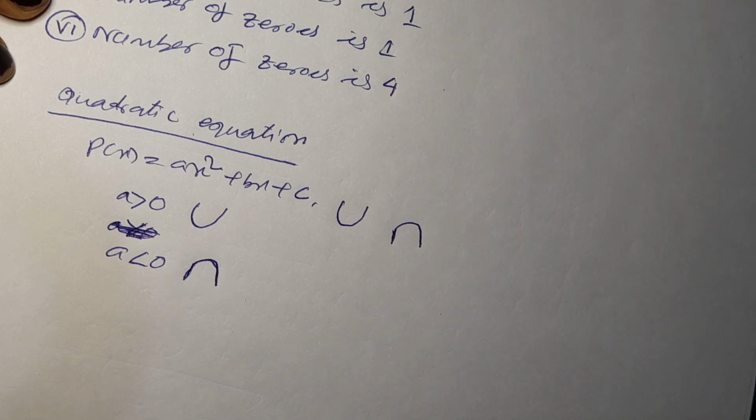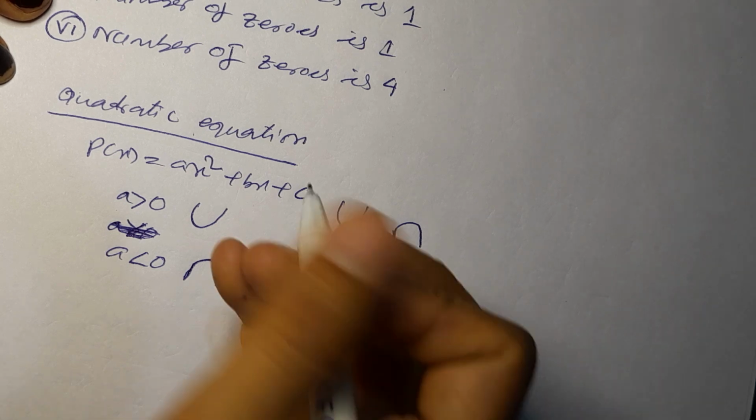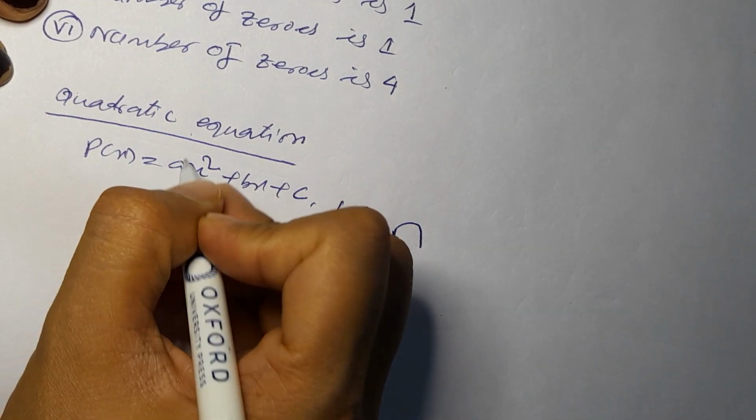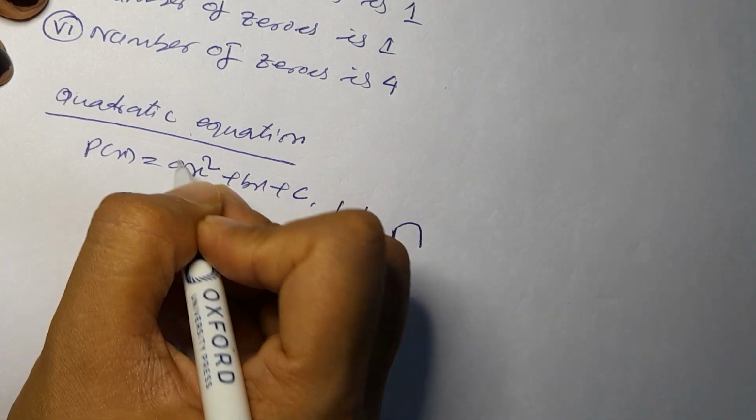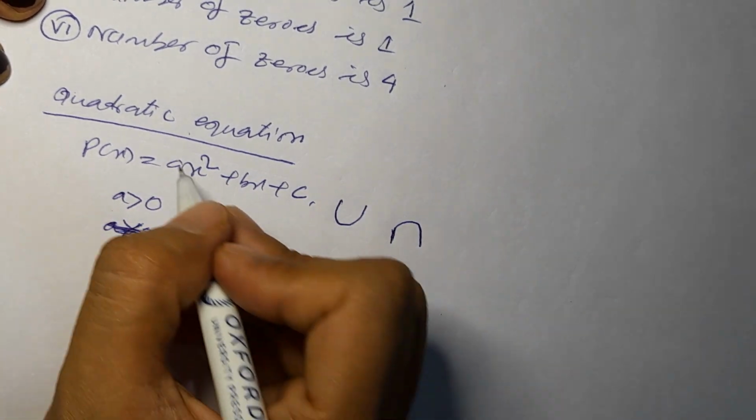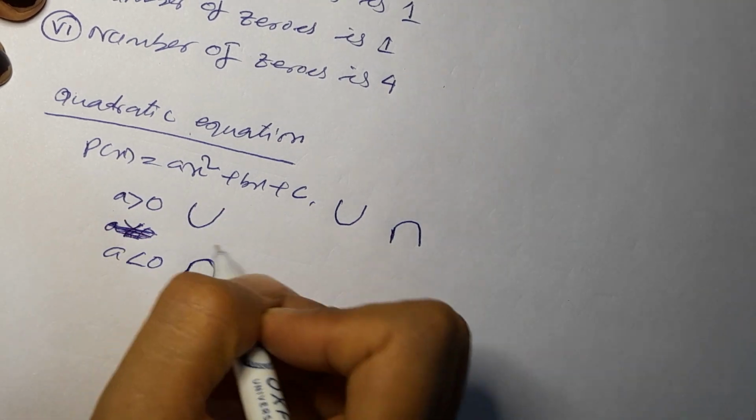Whenever you plot a quadratic equation, the curve will always be a parabolic shape. Now the parabola can be upward or downward. When will it be upward? When the value of a, in front of x squared, is positive, greater than 0, it will be upward. When a is negative, it will be downward.